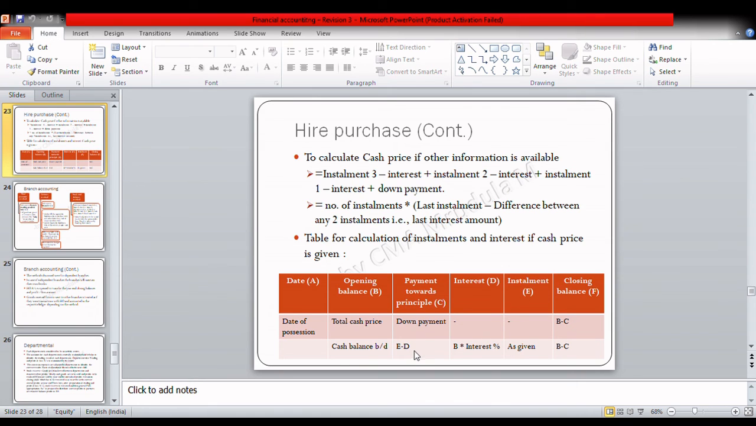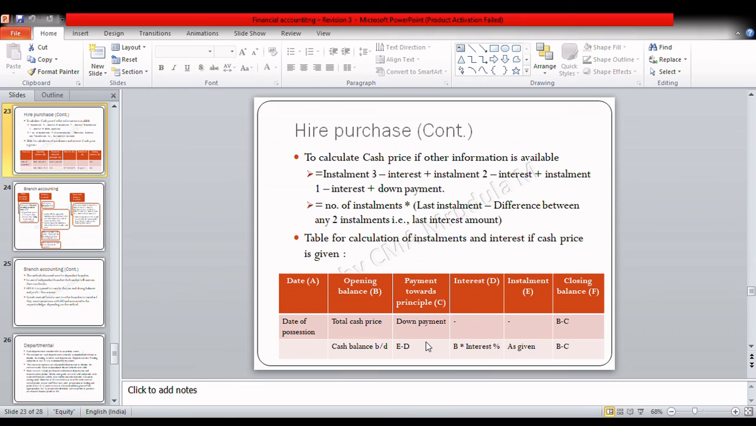We'll have to calculate the payment made towards the cash price because we have the installment amount with us. So we take column E, installment amount, as given in the question. Interest has to be calculated based on the rate of interest given in the question. Interest will be the opening balance on that date, B, into the rate of interest.